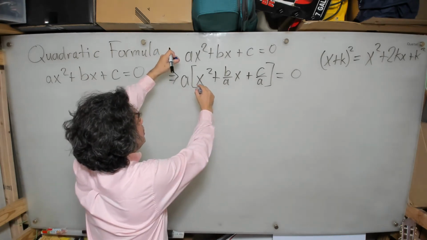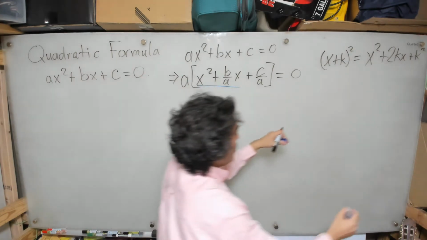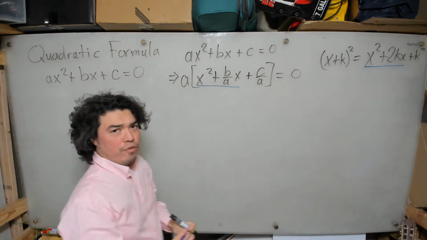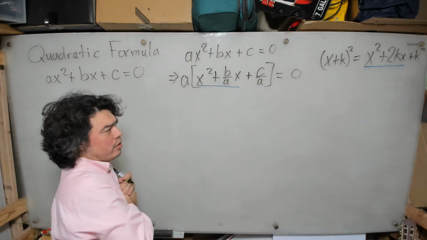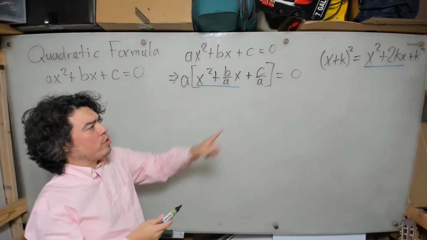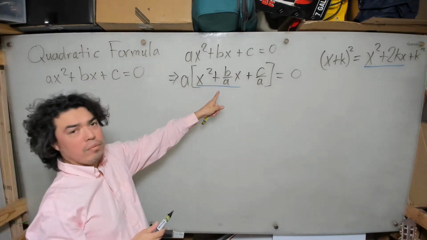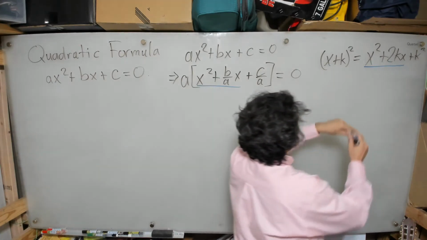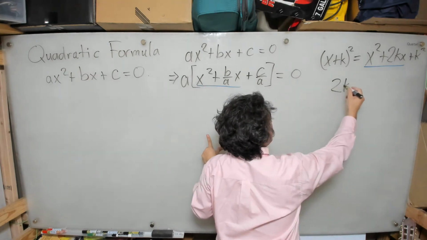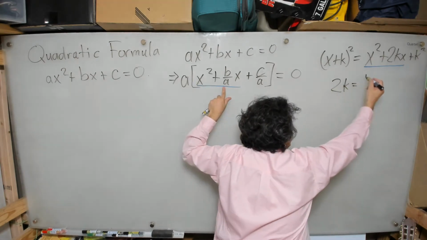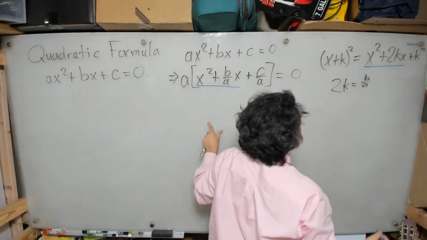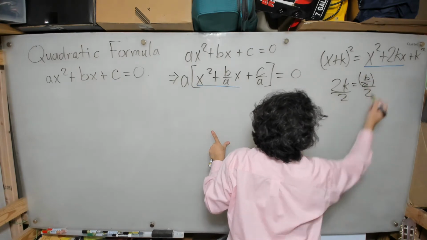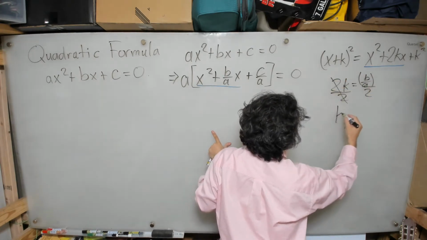I want to match these two terms with these two terms here. Or to put it in words, what value of k will make it so that x squared plus 2kx over there will equal x squared plus b over a x here? And we can see that that will occur if and only if 2k is equal to b over a. Now, therefore, I'm going to divide both sides by 2 to get the k. Here, I'm going to be left with just k.